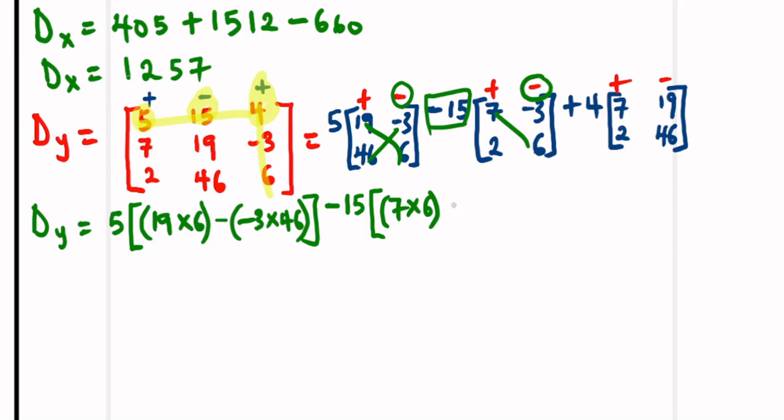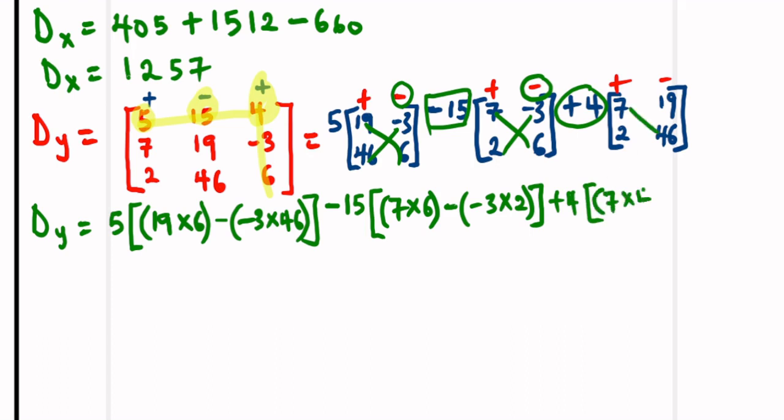So we'll have this minus sign here. We'll have our minus, and the second diagonal is minus 3 times 2. So we'll move to the third element, which is plus 4. So we'll have plus 4, and then our square bracket. 7 times 46 is what we'll have here. Then we'll have minus, the second diagonal is what? 19 times 2.